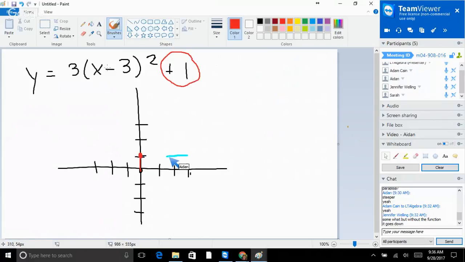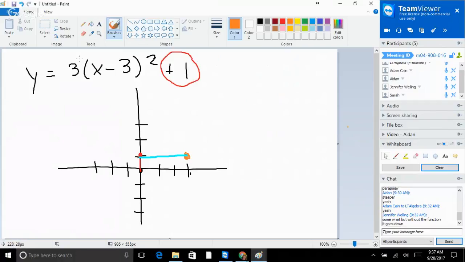Okay, and what about, there you go, Aiden. Aiden showing us on there. Inside my function, I'm subtracting 3. I have a minus 3. So that's going to give us a horizontal shift of 3 units to the right. So my new vertex of my parabola is right here, right?